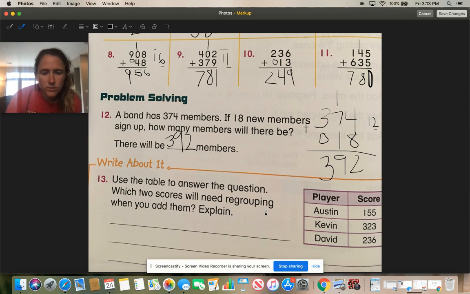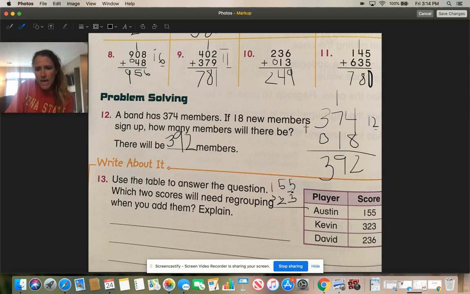Use the table to answer the question, which 2 scores will need regrouping when you add them? Ooh. If I added 2 of these scores together, which 2 people would I have to use to regroup? So if I added Austin and Kevin, the 5 plus the 3. So if I added Austin and Kevin, 155 plus 323. Would I have to regroup? 5 plus 3 is 8. Nope. So adding Austin and Kevin, I would not have to regroup.